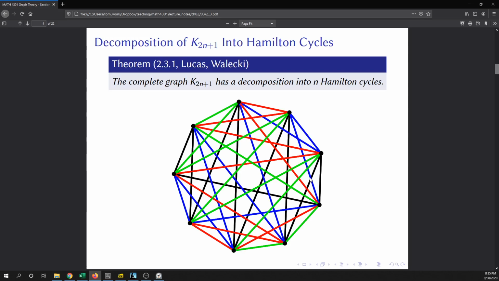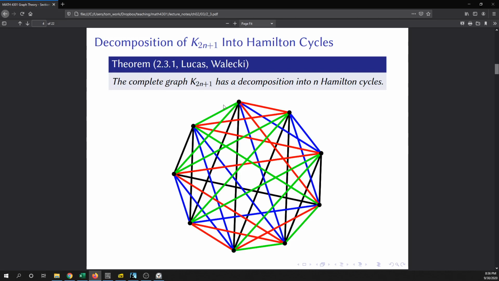And so this theorem, Theorem 2.3.1 in our book, is proven by Lucas, who attributed this decomposition to Walecki. And that is that the complete graph K sub 2n plus 1 has a decomposition into n Hamilton cycles. So first, note that this 2n plus 1 is an odd number, because it's one more than an even number, a multiple of 2.